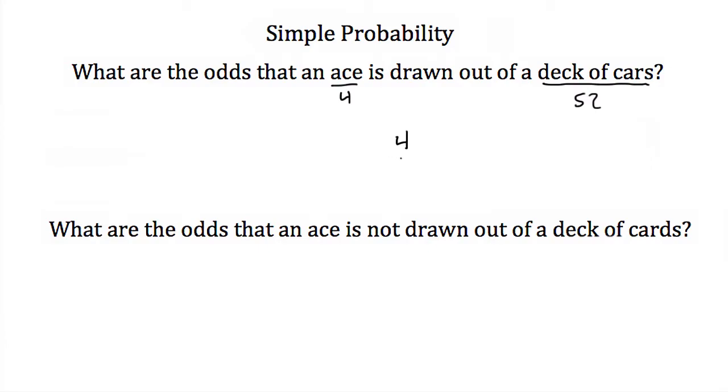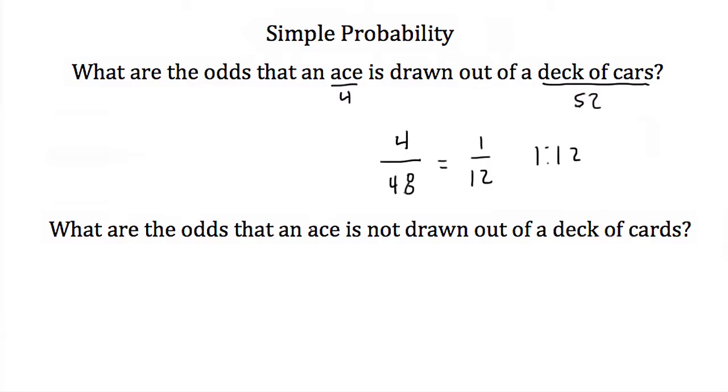And in the denominator, that's the number of cards that we might pull out that are not an ace. Well, 52 minus 4, that's 48. There's 48 cards that are not an ace. So our odds would be 4 over 48. Or you can reduce this fraction. This is 1 over 12. So what are the odds that an ace is drawn out of a deck of cards? 1 out of 12.